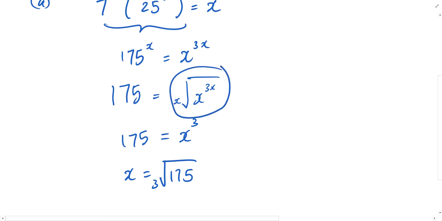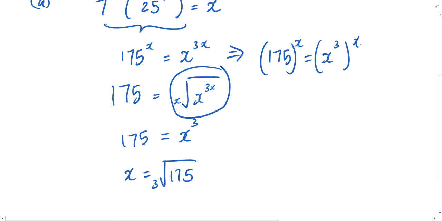Now, this step looks kind of weird, right? Is there a better way of doing it? How? 175 equals x cubed. Why? If you bracket over here. Now do you see it? Okay, so this is a slightly better way of expressing it. You can sit down.